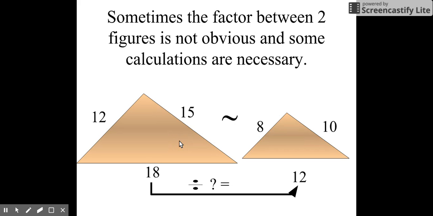All right. Now, sometimes the factor between two figures is not obvious, and some calculations are necessary. So here we have a little bit more of a difficult problem. So we would look from 15 to 10. You can do your math on the side, and we can see what we come up with.